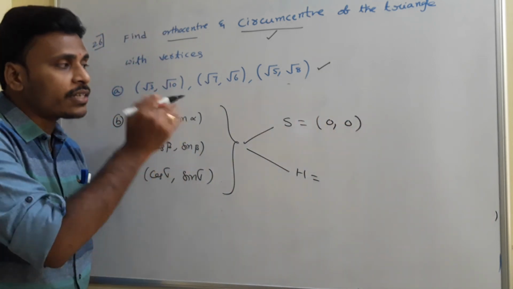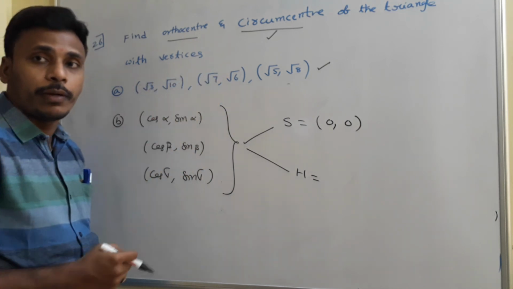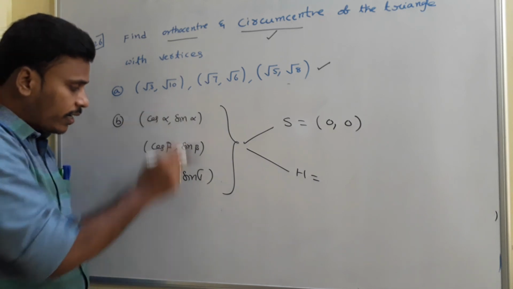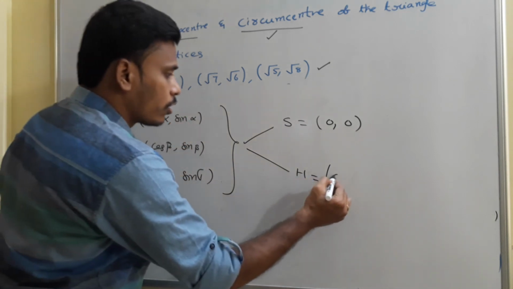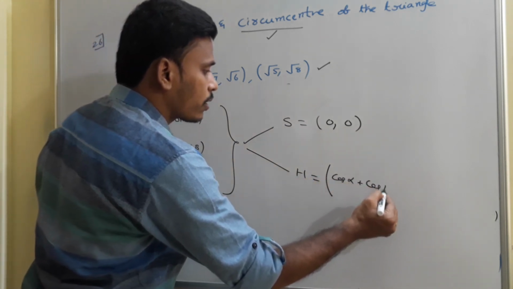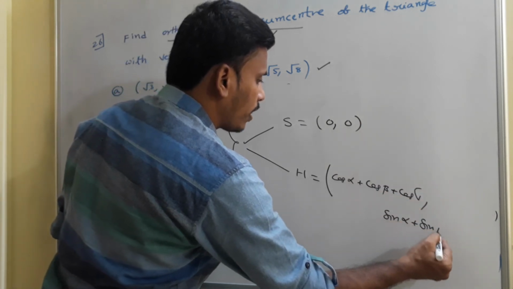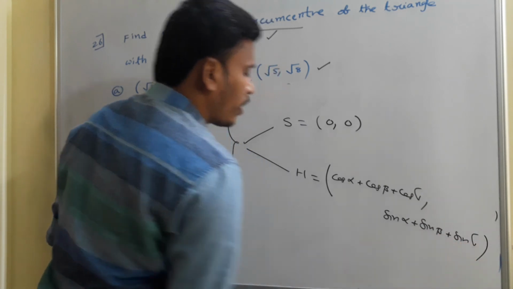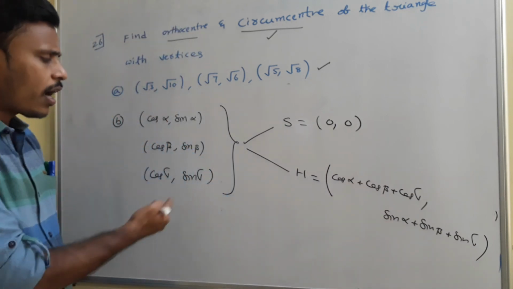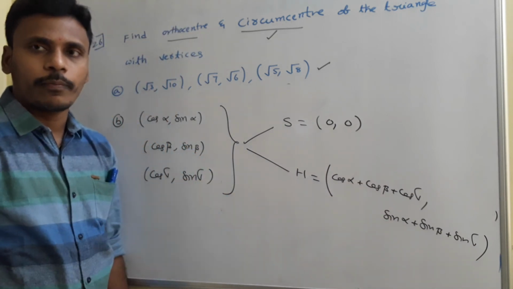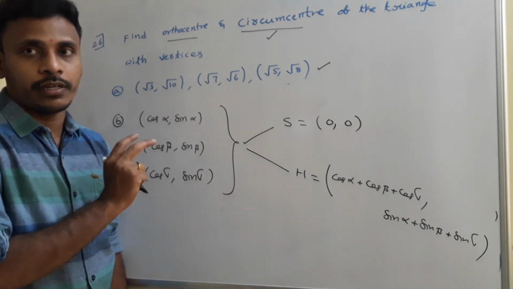And since the circumcenter is (0, 0), go with the previous procedure as we discussed for part A. To find the orthocenter, directly you will get the orthocenter as simply the sum of the x coordinates, sum of the y coordinates. So the orthocenter is (cos alpha plus cos beta plus cos gamma, sin alpha plus sin beta plus sin gamma). The circumcenter is (0, 0), and we are familiar with finding the centroid. So this is another model related to orthocenter and circumcenter. Have a look.